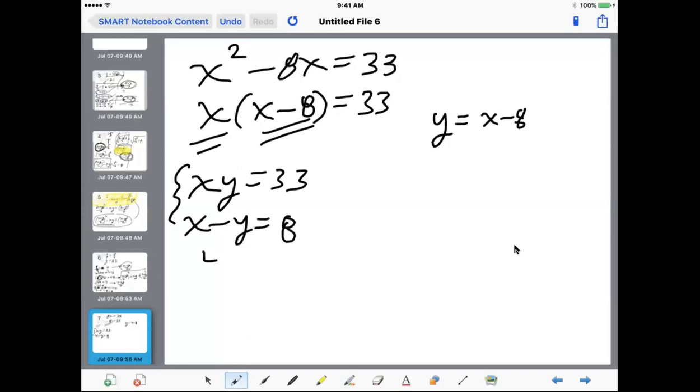8 divided by 2 is 4. 4 squared is 16. 16 plus 33 is 49. Square root of 49 is 7. 7 plus 4 is 11. 7 minus 4 is 3.